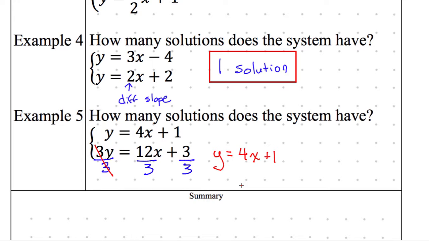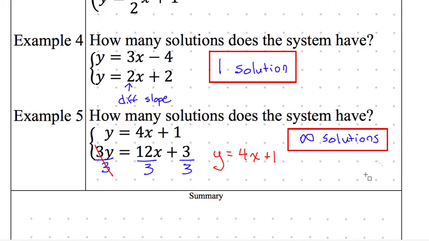Okay, how many solutions do we have then, Gunnar? Infinite. So practice drawing your infinite symbol. Infinite solutions. Or you can write out the word infinite if you want. But there it is, infinite solutions.